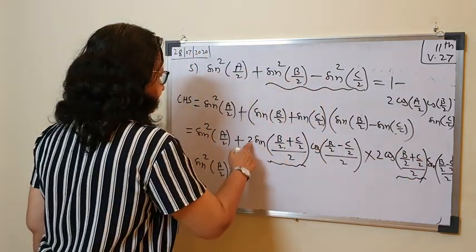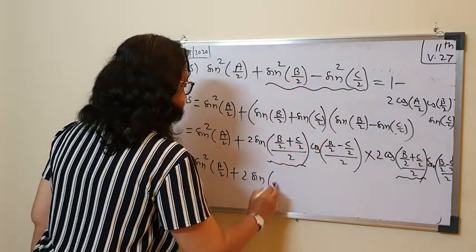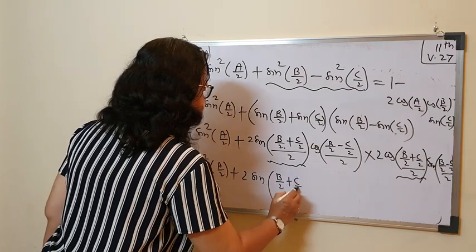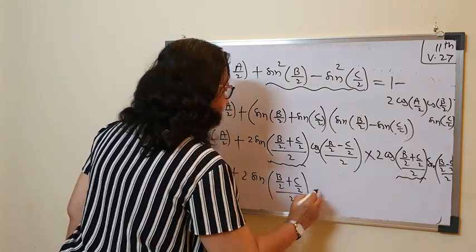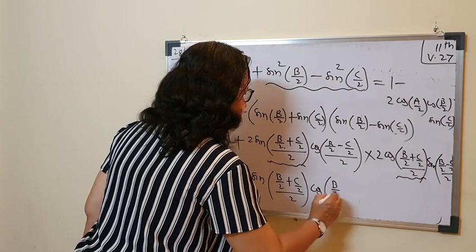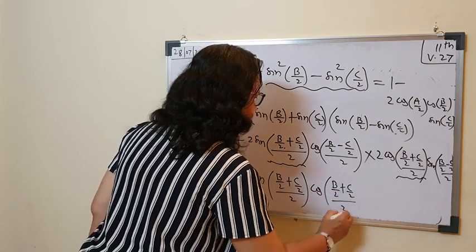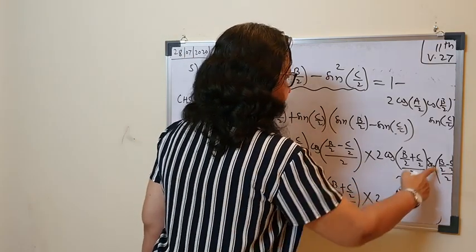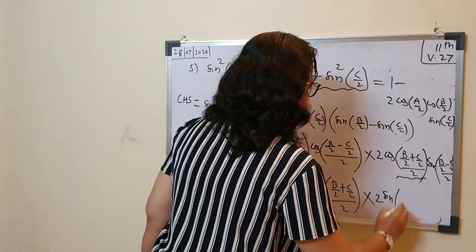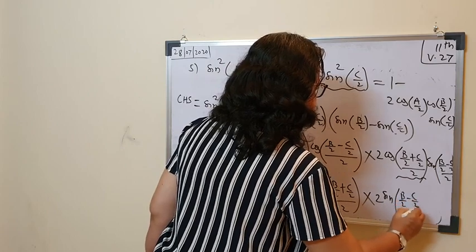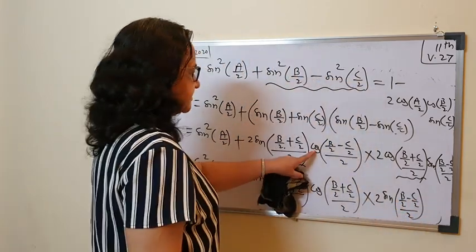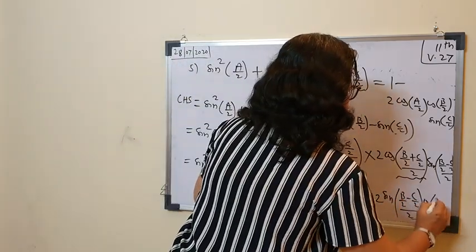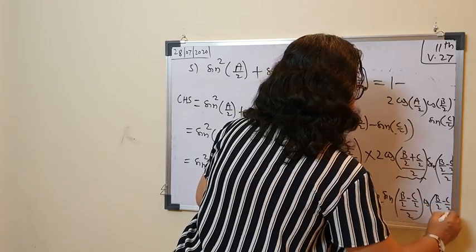So write them in the order: 2 sin B by 2 plus C by 2 upon 2, cos, again same, B by 2 plus C by 2 upon 2, into this 2, this term sin B by 2 minus C by 2 upon 2, and this term cos again B by 2 minus C by 2 upon 2.